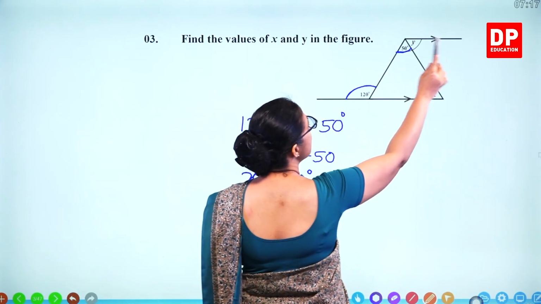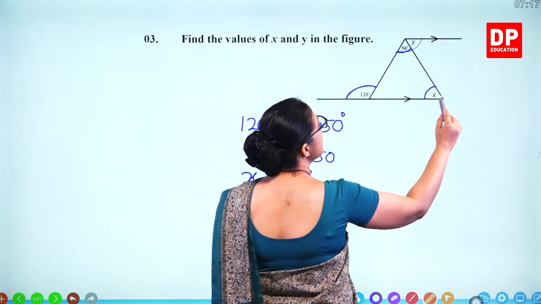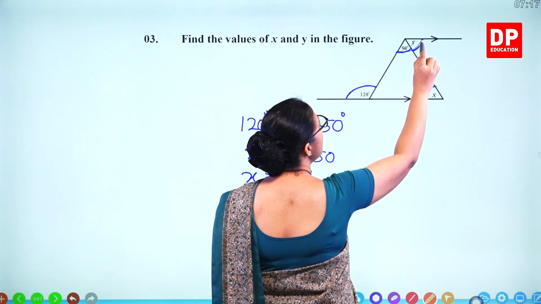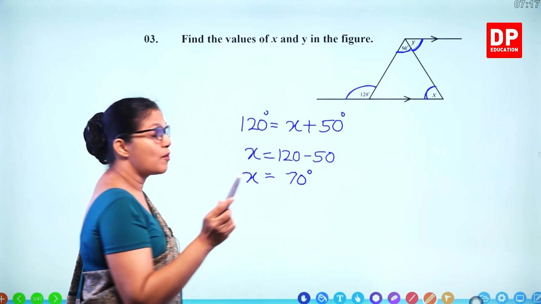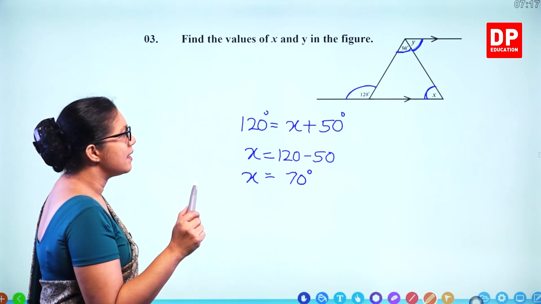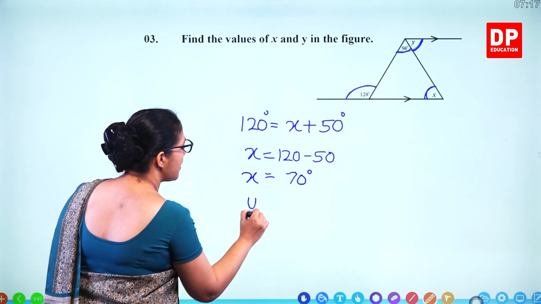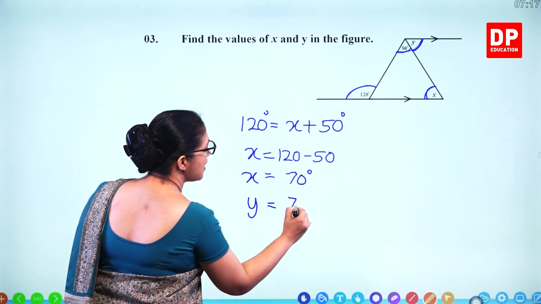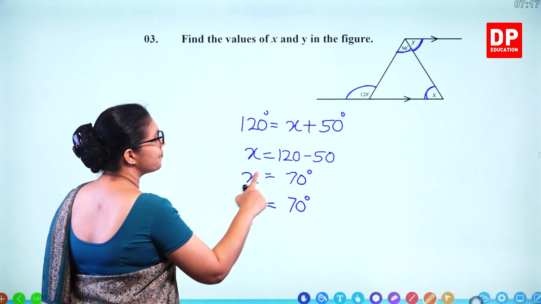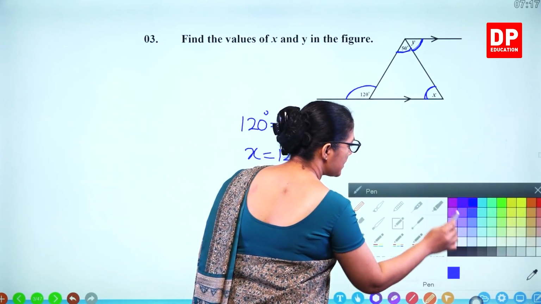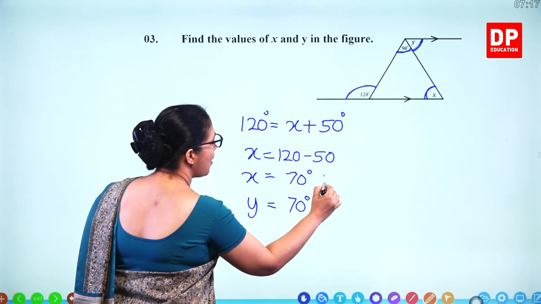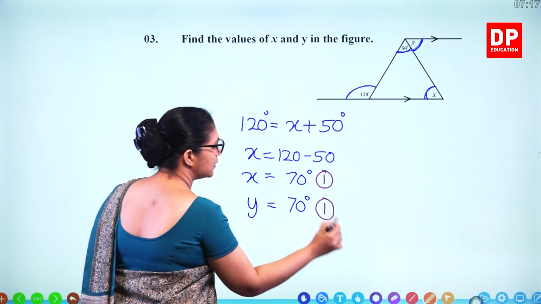So when you take the 2 parallel lines, this is equal to this one. Alternate angles are equal when the 2 lines are parallel. So you can straight away write down y is also 70 degrees. So 2 marks for that. 1 mark, 1 mark.